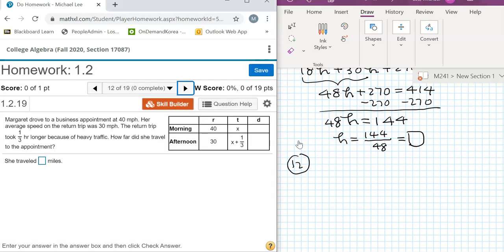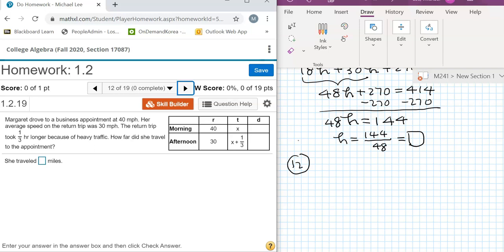Number 12 is, now Margaret drove to a Virginia's airport appointment, 40 miles per hour. Her average speed on the return trip was 30 miles an hour. The return trip took one-third hour longer, 20 minutes longer because of heavy traffic. How far did she travel to the appointment?